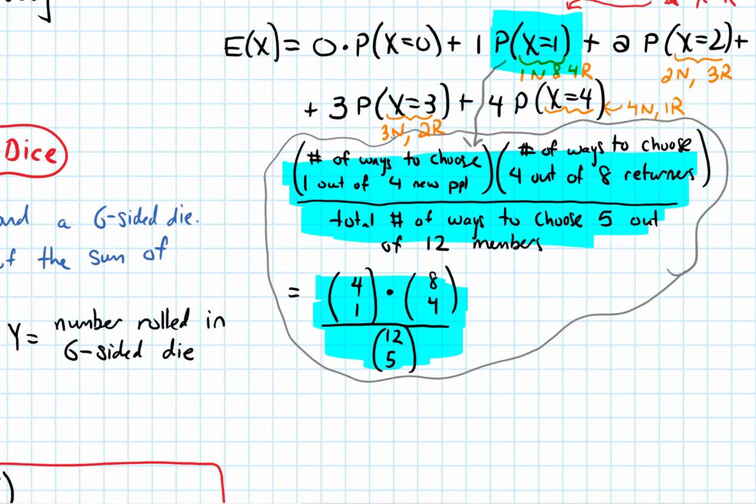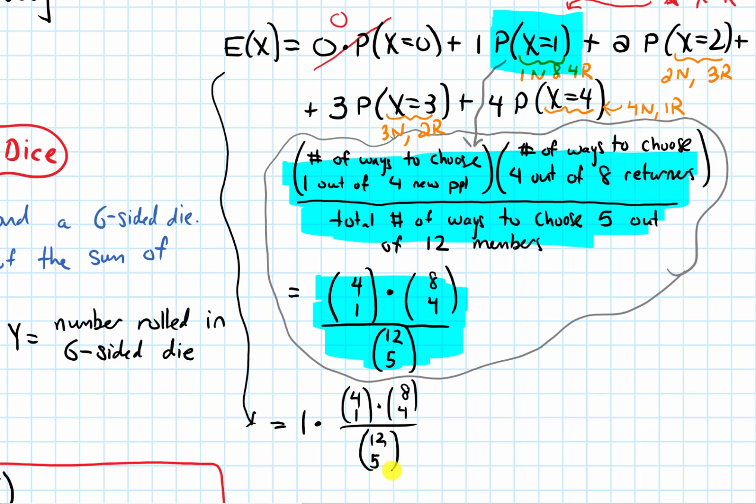So if I do the same type of thing now, and I work out this whole expected value, this is going to be equal to, well, 0 times whatever is 0. I don't even need to work out this probability, which is nice. And then I'll get 1 times the probability that x is 1, that we have 1 new member. That's what we just worked out here. That's 4 choose 1 times 8 choose 4 over 12 choose 5. Then I'm going to get plus 2 times the probability that we have 2 new members. So I'm going to do this more quickly. The denominator is still going to be 12 choose 5. That's the number of ways to choose 5 out of 12 members.